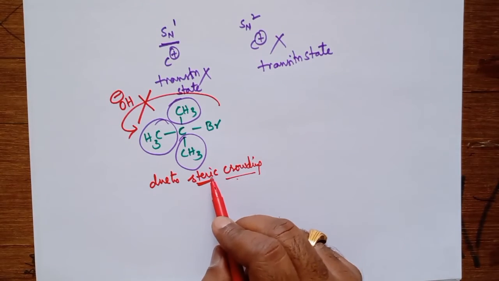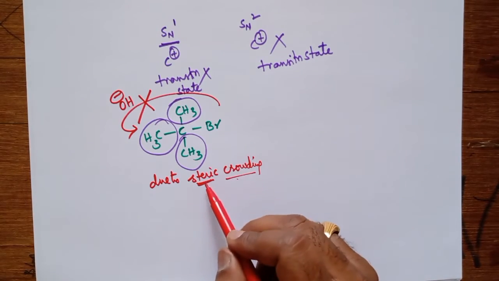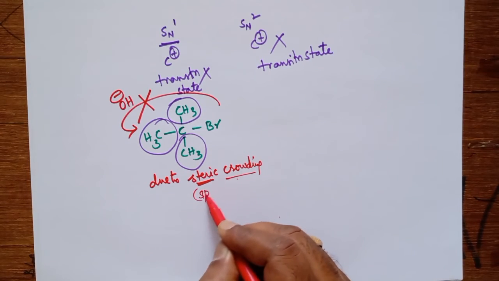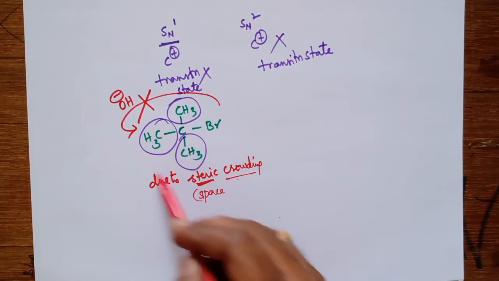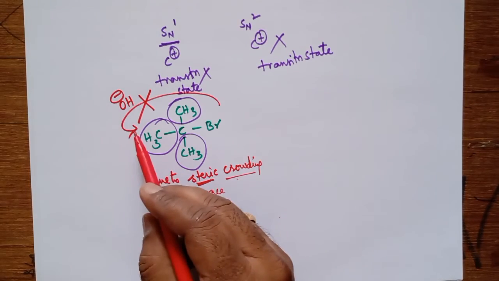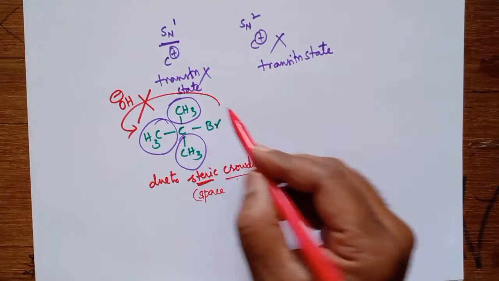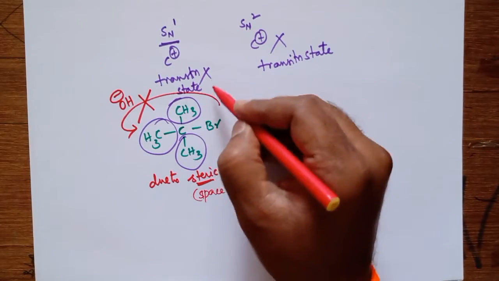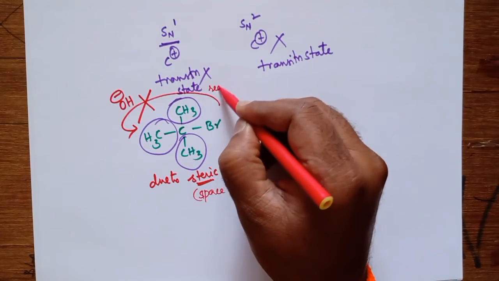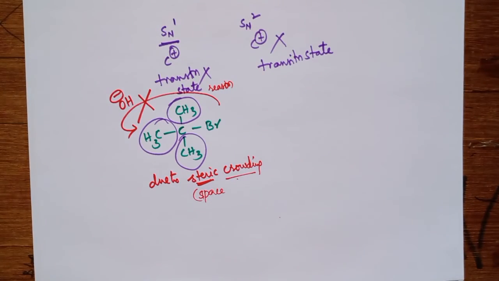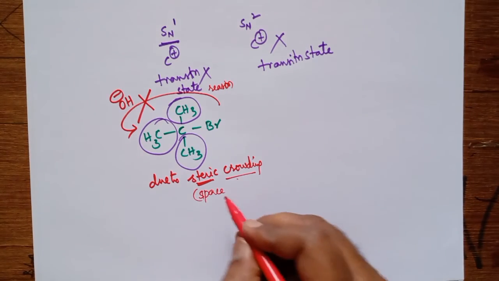Anyway, our next chapter is stereochemistry. We'll discuss every point. So steric means space problem. At the backside there is no space. That's why OH cannot attack from the backside. That's why there is no formation of transition state. The reason why the transition state is not forming in the SN1 reaction is a space problem.